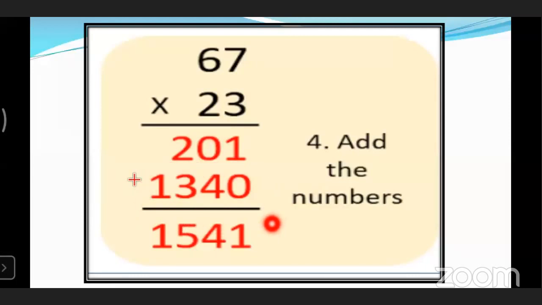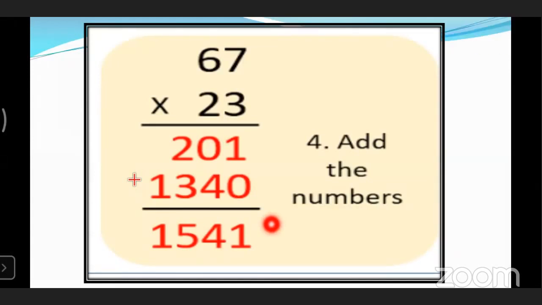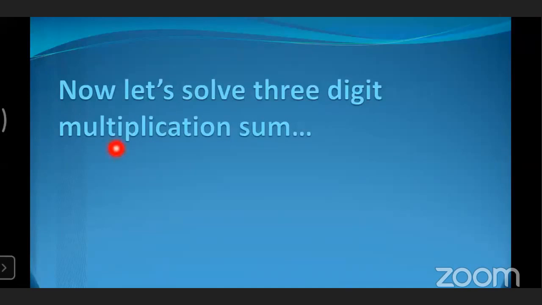Can you read this number? 1541. Very nice, very good. 1541. This is the final answer. This is the product of this multiplication. Do you understand this? Very good. Now, let's move.